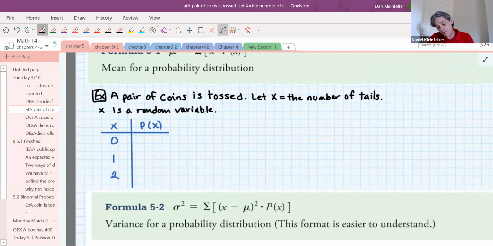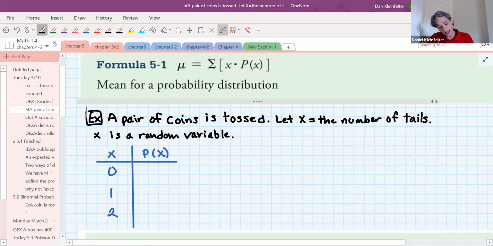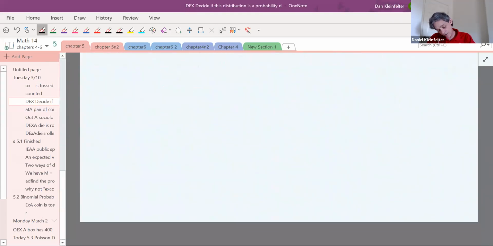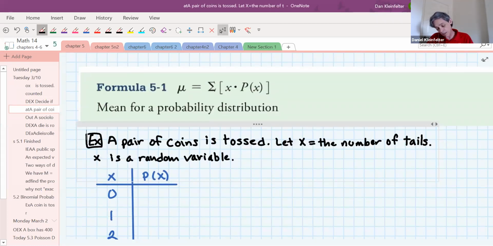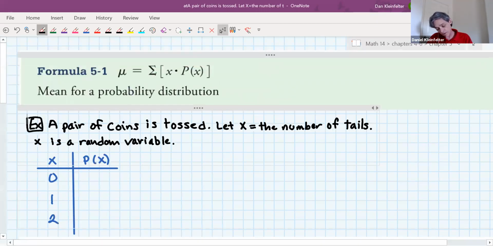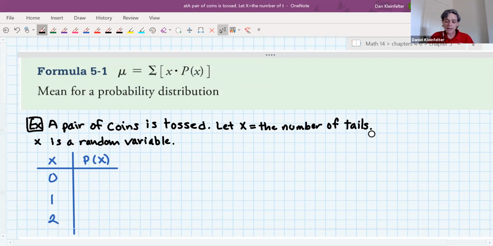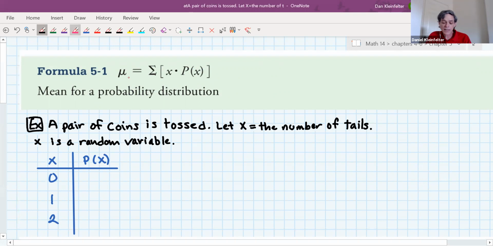Okay. A probability distribution has a mean and standard deviation. So that's what's next. So there's a formula for it. There's formulas for everything, right? So the formula for the mean of a distribution goes like this.